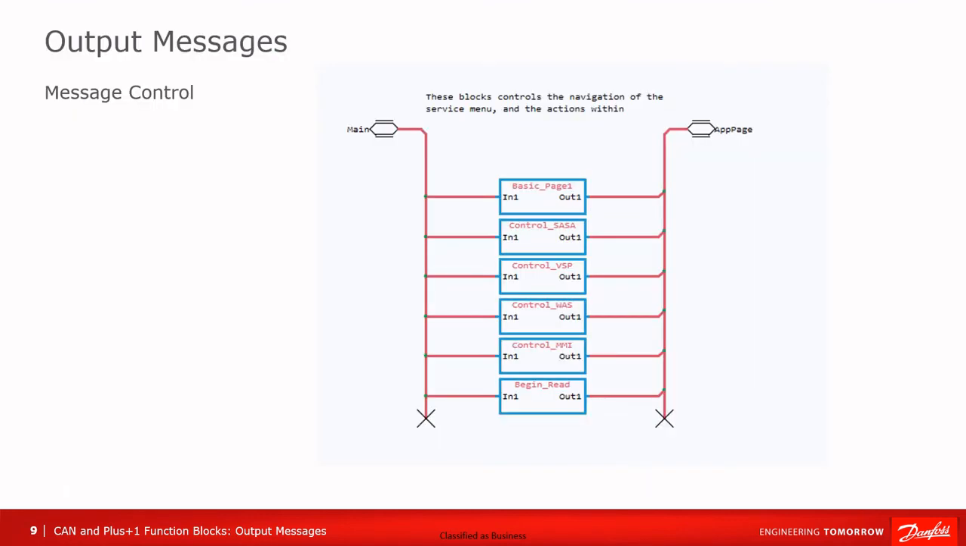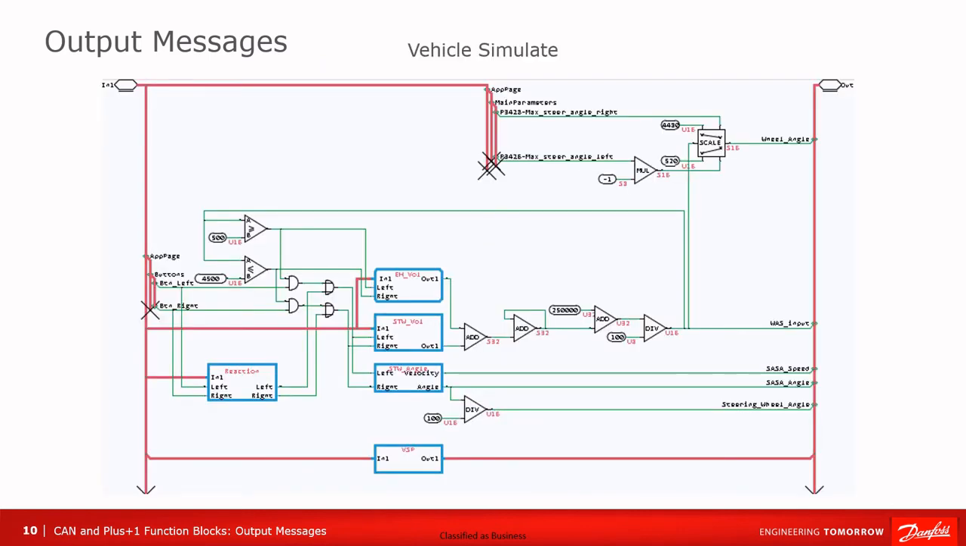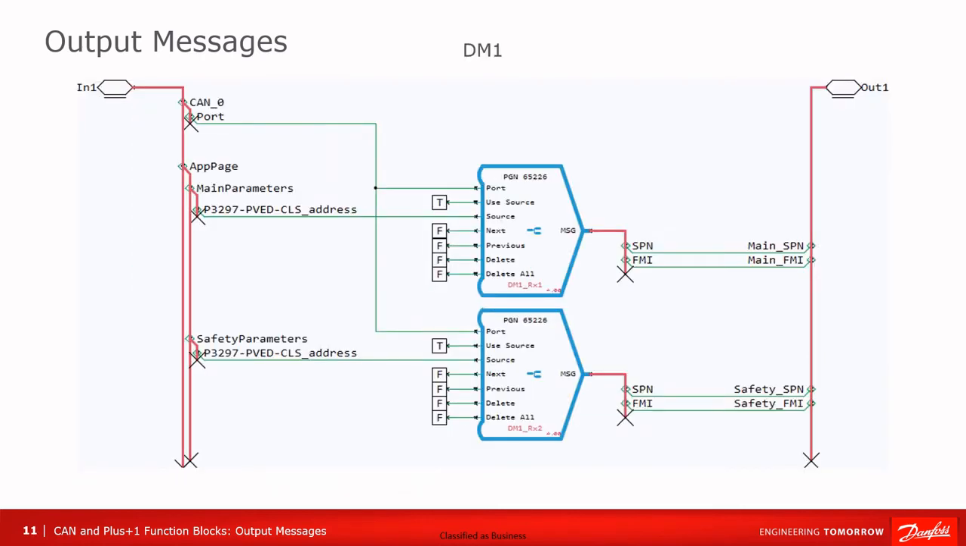Other messages from the code are used in the display. Message control originates from the menu handler page and controls navigation of the display menu. Vehicle Simulate is used in the demo kit code to simulate feedback from the steering wheel rotation, wheel angle, and speed. This is based on buttons on the display. On a real machine, this would be replaced by feedback from the sensors on the machine. The DM1 message is used for diagnostics.